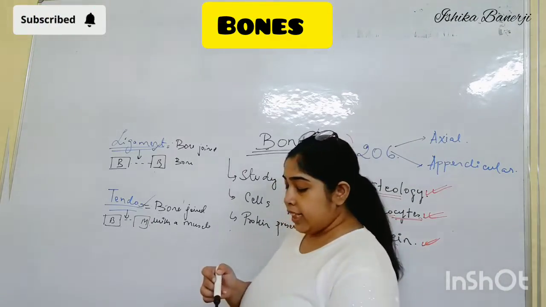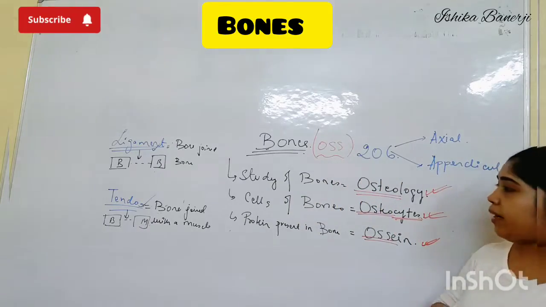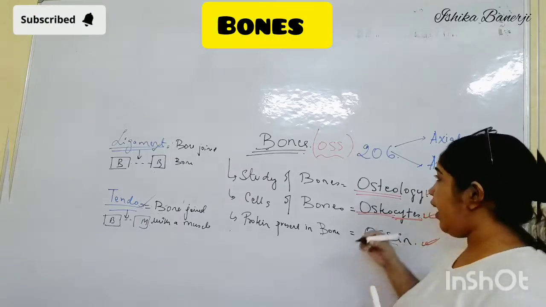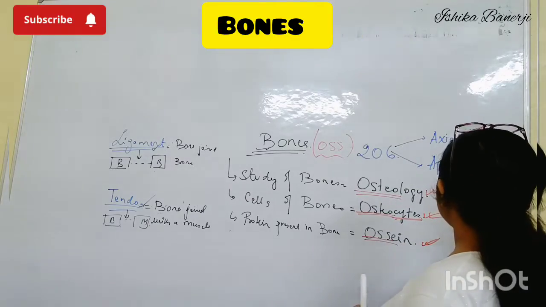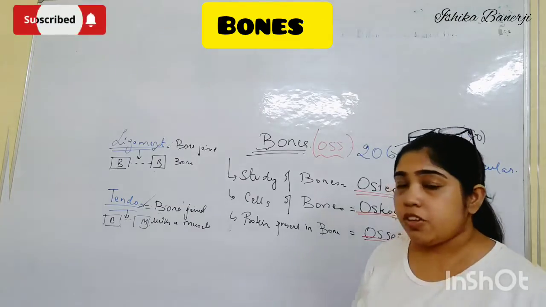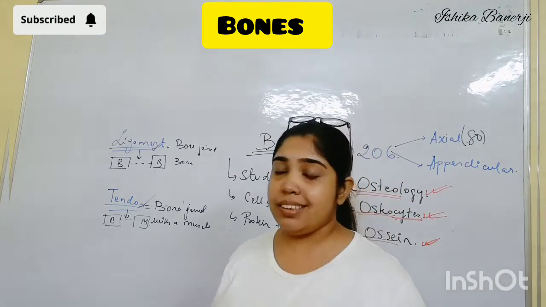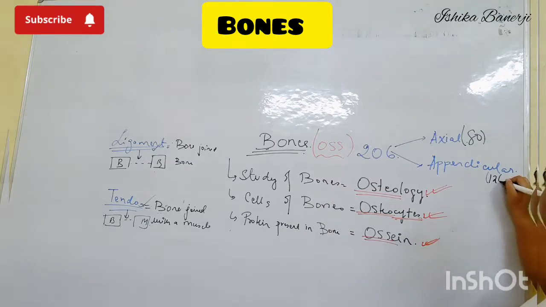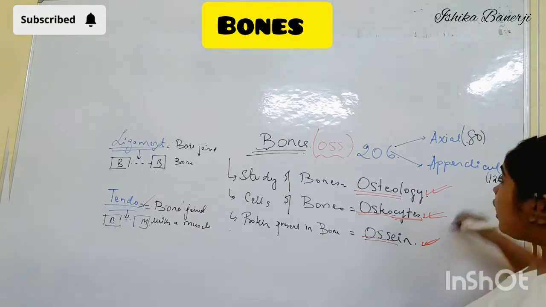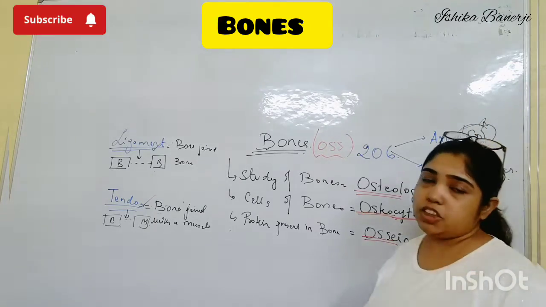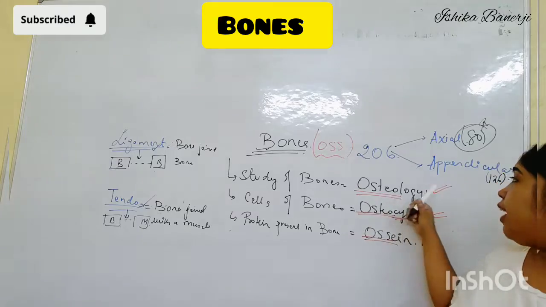Next, we are talking about axial bones and appendicular bones. Among these 206 bones, we have 80 axial bones. So how many are remaining? If you subtract, 126 bones are remaining, which are the appendicular bones. The question comes, how many axial bones are there in your body? Remember, 80 axial bones are there in your body, and the rest are appendicular bones.